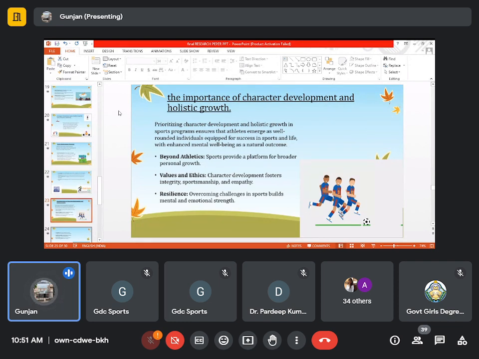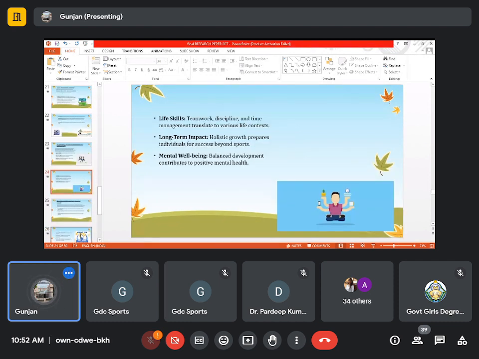The importance of character development and holistic growth. Prioritizing character development and holistic growth in sports programs ensures that athletes emerge as well-rounded individuals equipped for success in sports and life, with enhanced mental well-being as a natural outcome. Beyond athletics, sports provide a platform for broader personal growth, values and ethics, resilience, life skills, long-term impact, and mental well-being.